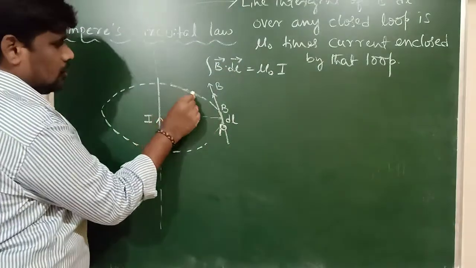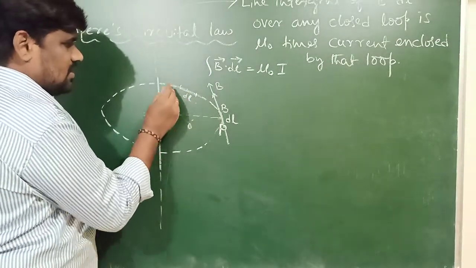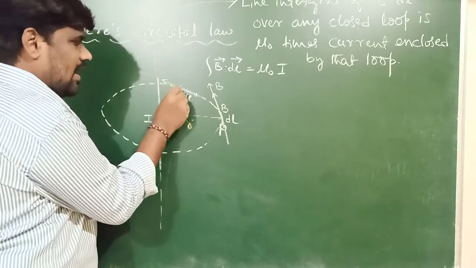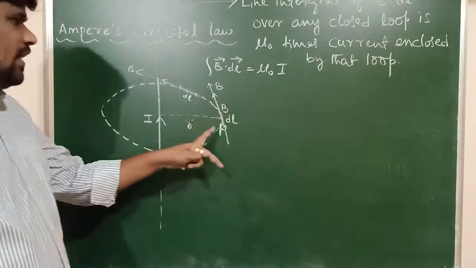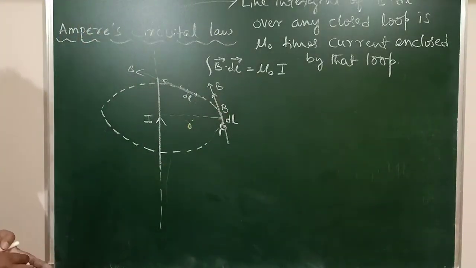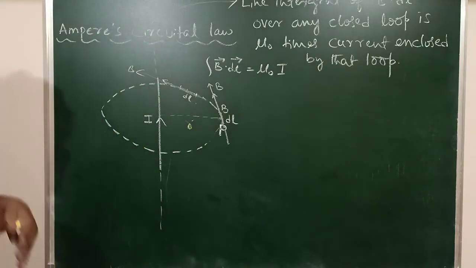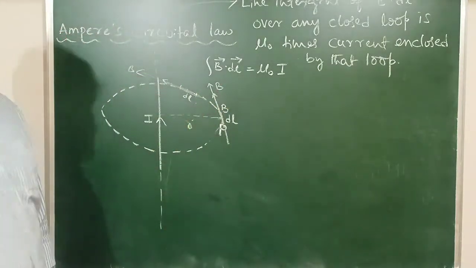ಬೇಕಾದ್ರೆ ಇಲ್ಲೊಂದು dl ತಗೊಳ್ರಿ ನೀವು. If you consider one more dl here, say for example this is dl and this is the direction of what? The magnetic field. So the magnetic field and dl both are in what? The same direction. So by having that knowledge, let me determine what is the strength of the magnetic field.